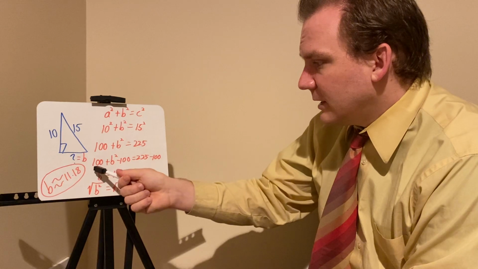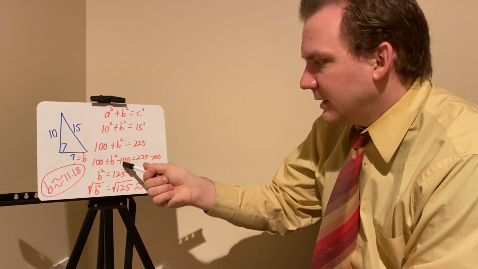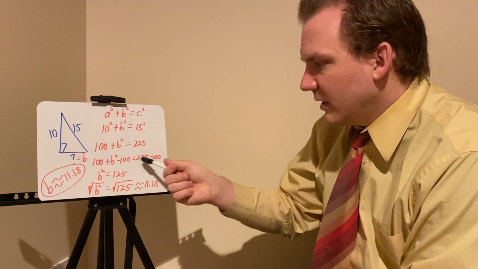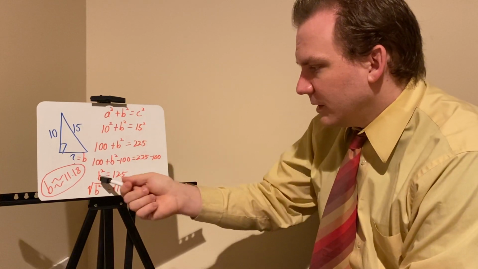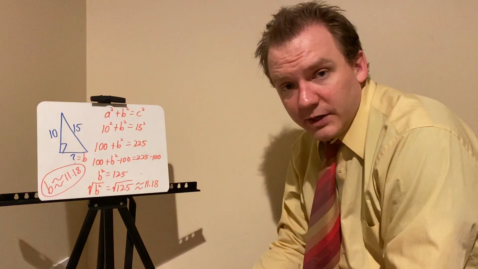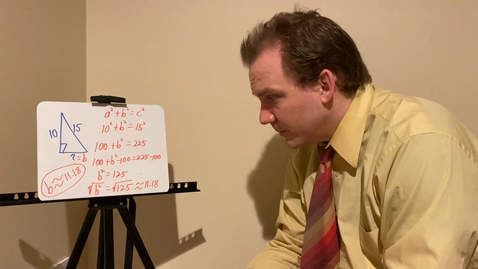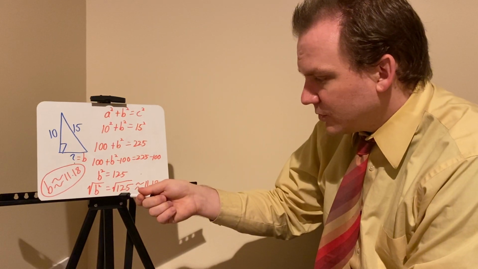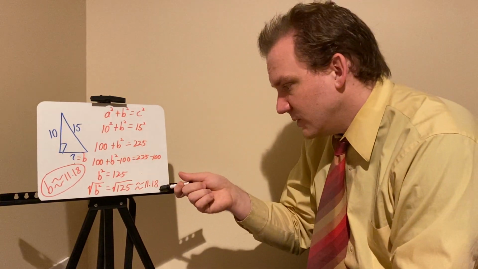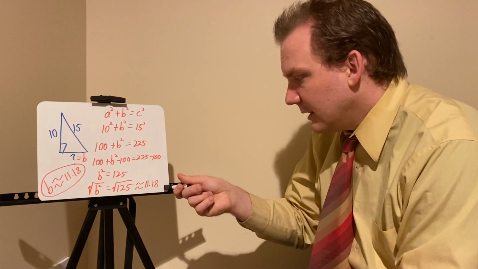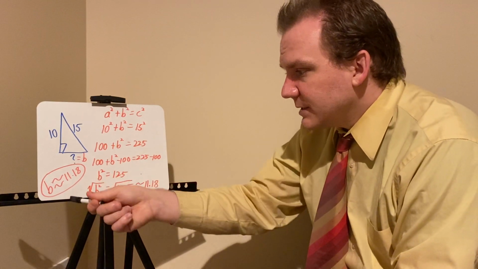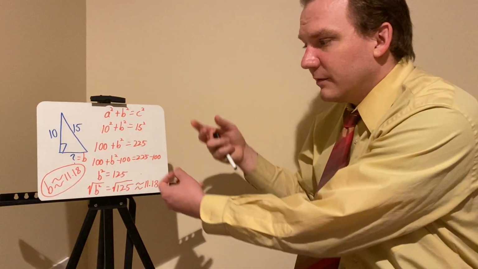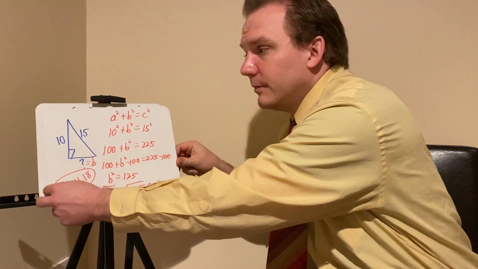I can algebraically then do 100 plus B squared minus 100 equals 225 minus 100. I've taken 100 away from both sides. I'm then left with B squared equals 125. Now I can take the square root. The square root of B squared equals the square root of 125, which, I used a calculator, is approximately 11.18. So B is approximately 11.18. And this is how you would solve for a missing side in a right triangle.